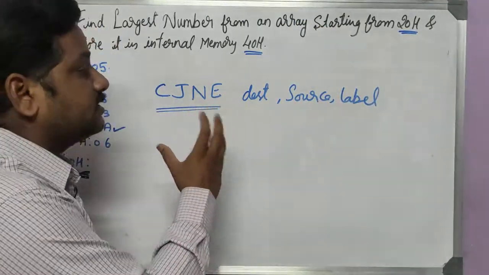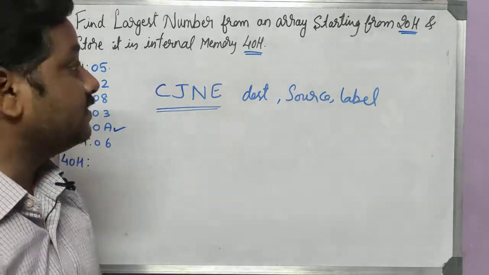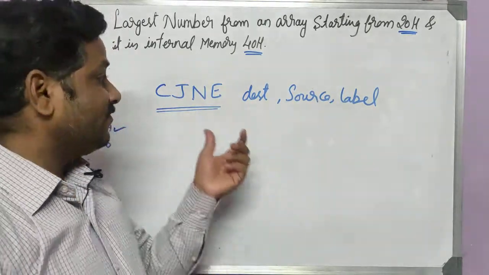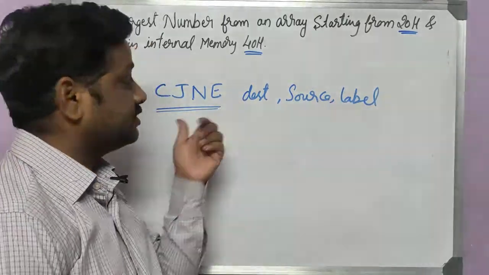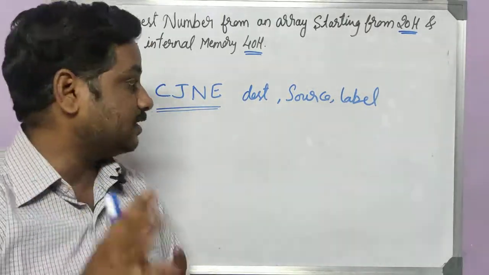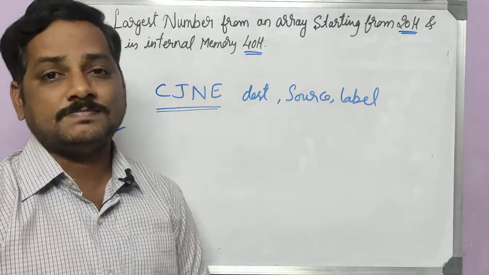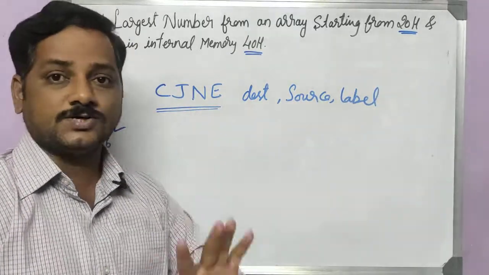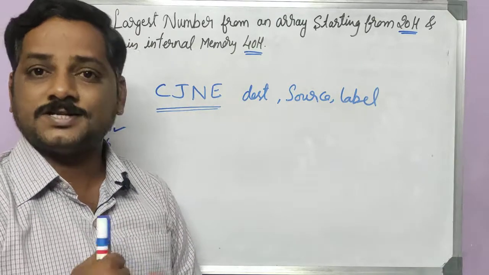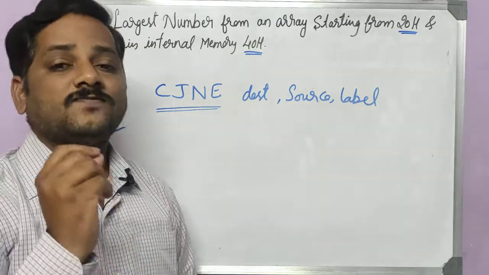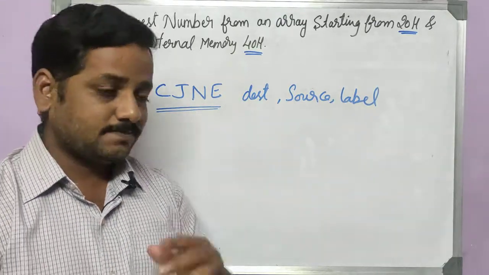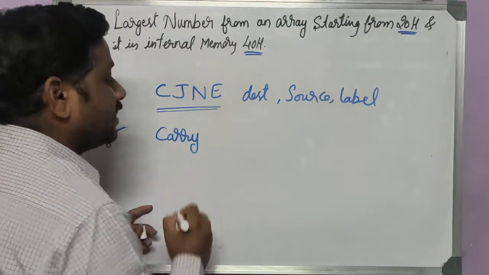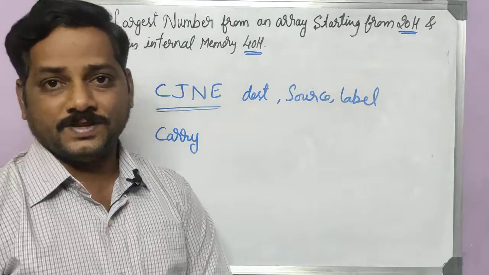Now this instruction can be used to identify the larger number, and the smaller number also. We have one special factor for this instruction, and that is an important thing here. Whenever this instruction is executed, some of the flags are going to get affected, especially the carry flag.